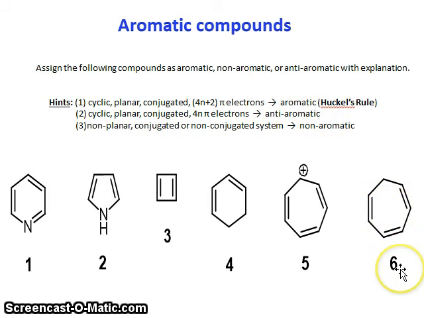Whereas number 6, this compound over here, is very similar to number 5. The only difference is this carbon over here doesn't have a positive charge. That means this carbon is connected to 2 hydrogen atoms. So in that molecule, this carbon atom is sp3 hybridized, and all the rest of the carbon atoms, all 6 carbon atoms, they are sp2. So this carbon over here is actually out of plane. That means the whole molecule will become non-planar. If it is non-planar, then they don't fall into the category of aromatic or anti-aromatic compounds. So actually number 6 is a non-aromatic compound.